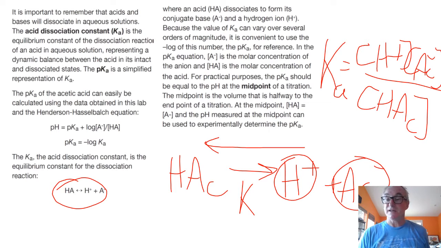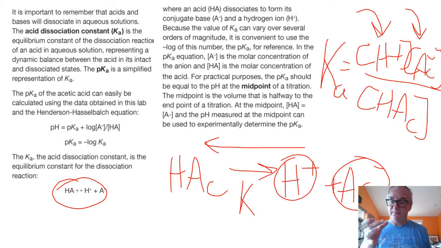Since Ka is a low number, that means the concentration of H+ and the concentration of acetate are going to be small. And almost all of the acetic acid in solution is going to be in the form of unionized acetic acid. So we'll just have acetic acid and very, very few ions produced.